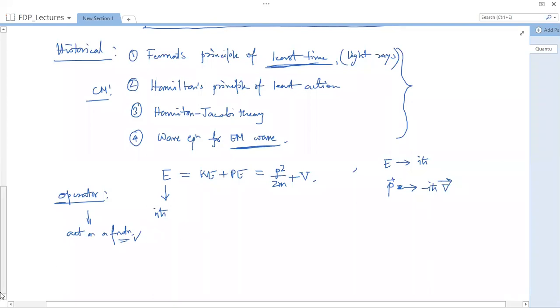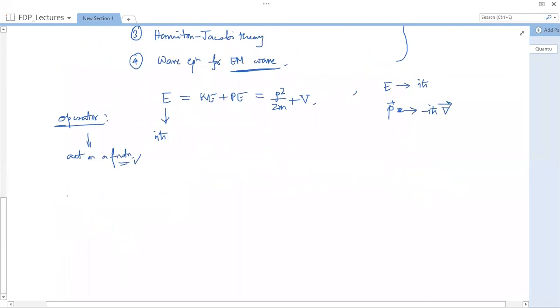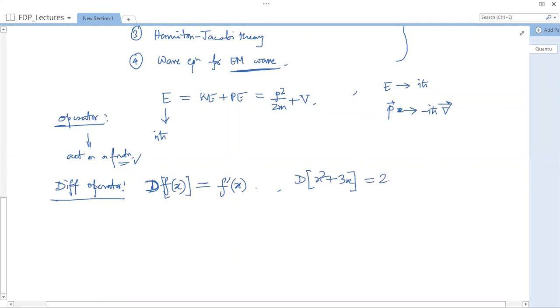So what is an operator? A very simple example of an operator which acts on a function is the differential operator. I can use a differential operator like D. This is nothing but an operator, and it acts on a function f of x and produces a new function which we call f prime of x. Like D acting on x squared plus 3x will produce 2x plus 3. So acting on a function it will produce another function. That is the basic meaning of an operator.